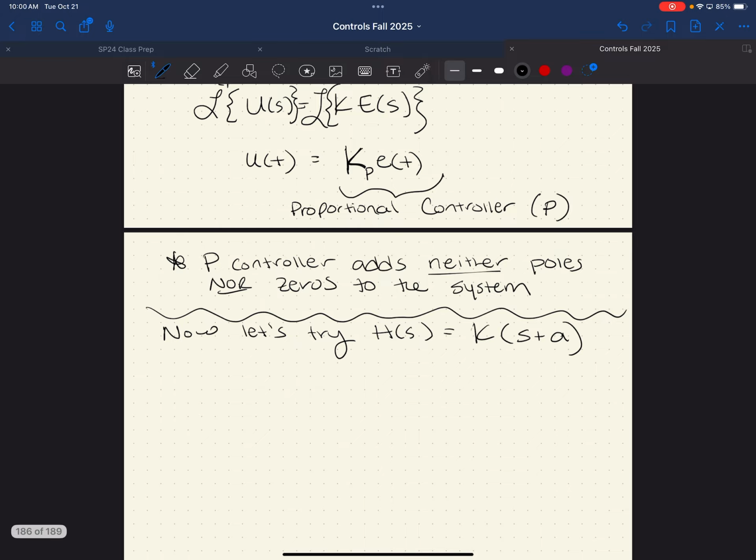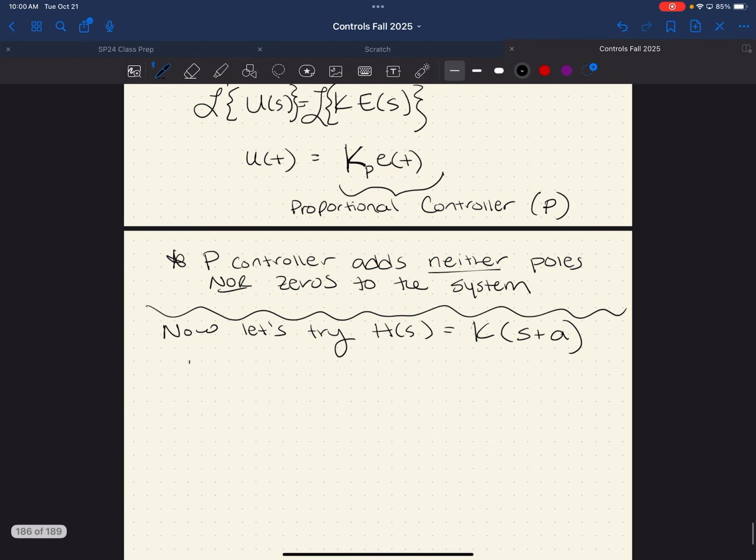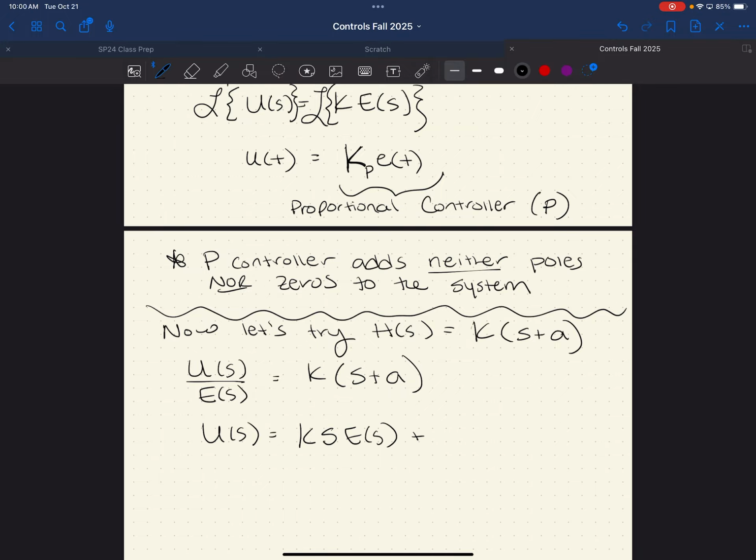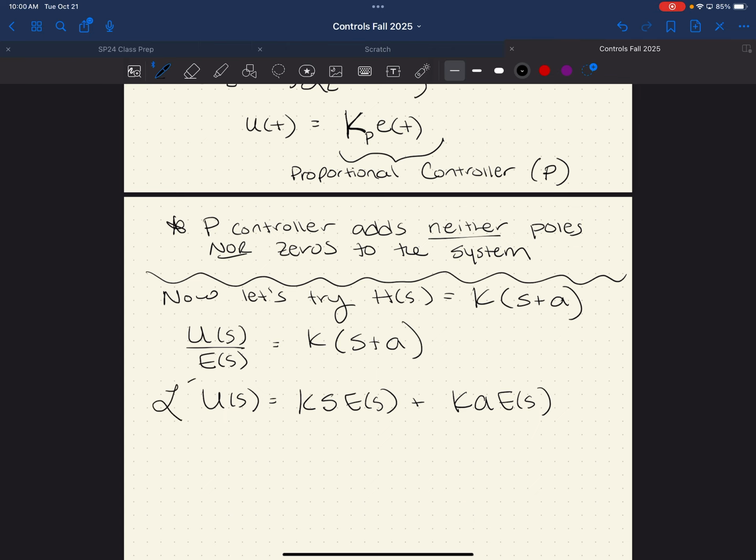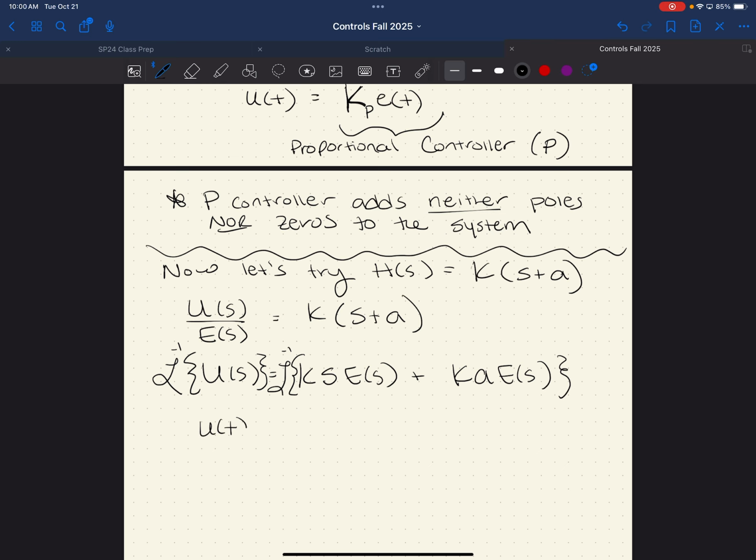Let's do it again. Let's see what our control signal is in the time domain for this choice of compensator. So I have U of s over E of s equals K s plus a. Let's solve for U of s, and I'm going to break this up into two different terms here. So we'll do K s E of s plus K a E of s. And we'll inverse Laplace both sides, just to get U of t.